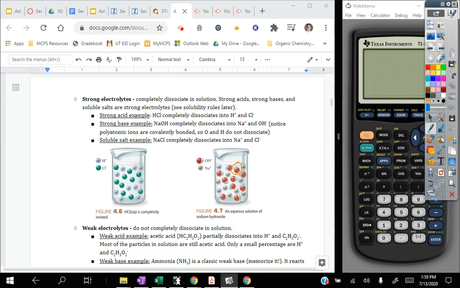When you look at a soluble salt, you have complete dissociation, like we saw above with NaCl. It dissociates into Na plus and Cl minus.